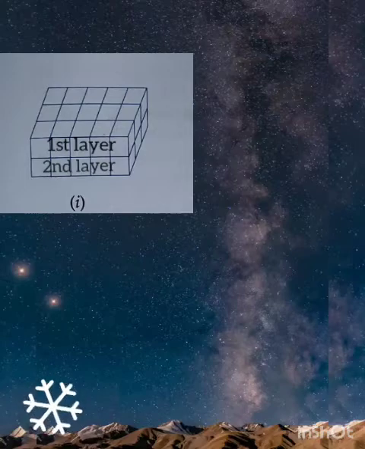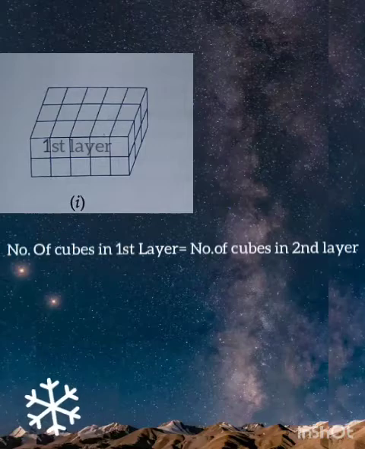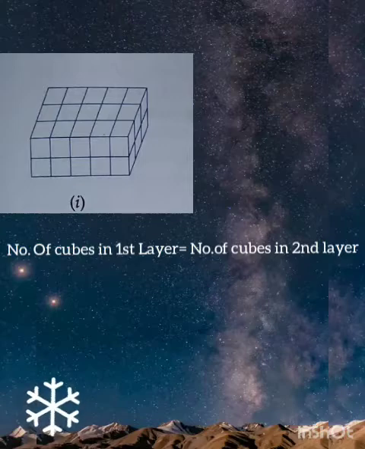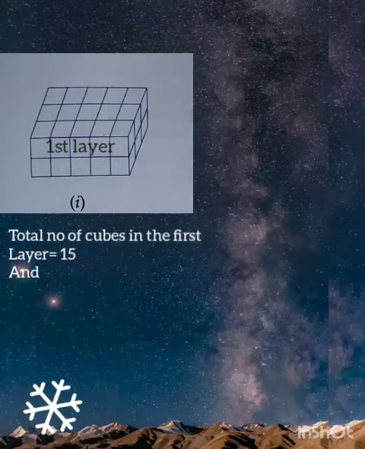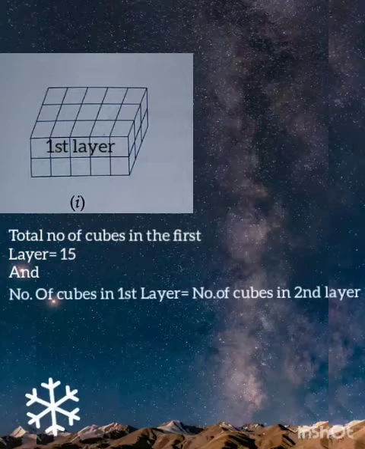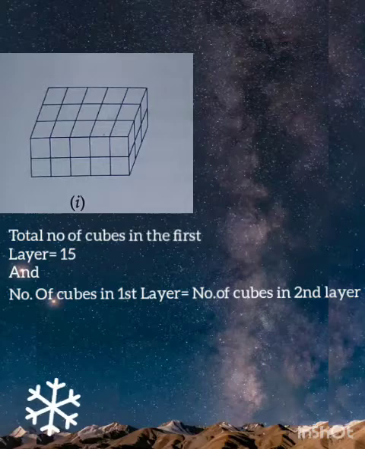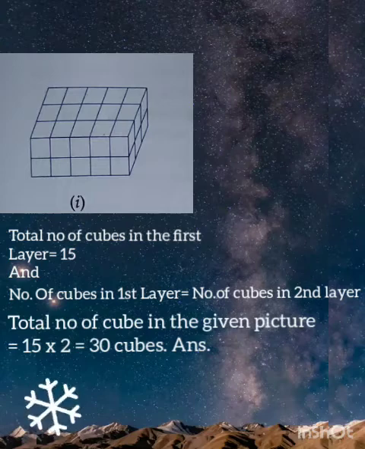So let's count the number of cubes in the first layer. Then the number of cubes present in the second layer will be automatically known to us because the number of cubes in the first layer and the second layer both are equal. So children, let's first count the number of cubes in the first layer. It is 15 in total. So the second layer will also have 15 cubes. The total number of cubes present in this picture will be 15 into 2, that is equal to 30 cubes. So here we have the answer.